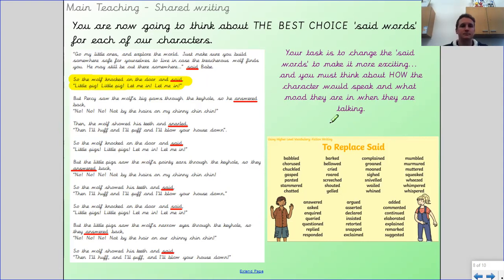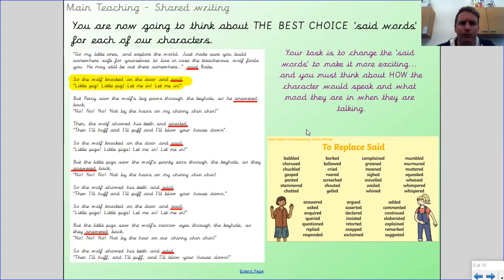However, this time I'm going to change the word said, to make it more interesting. So let's just have a look at this more closely. So we need to work out, first of all, who is it that's talking? So the wolf knocked on the door and said, so who's talking? Well, obviously it's the wolf.